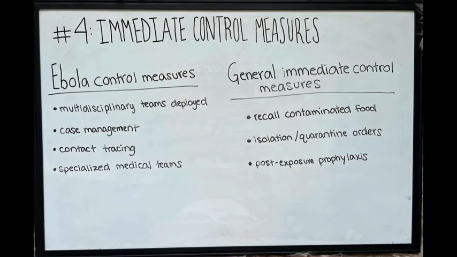The fourth component is immediate control measures. Immediate responses to the Ebola outbreak included deploying multidisciplinary teams to detect and manage cases and trace contacts. Medical teams that specialize in infection prevention and control were also deployed to hospitals and outbreak areas.